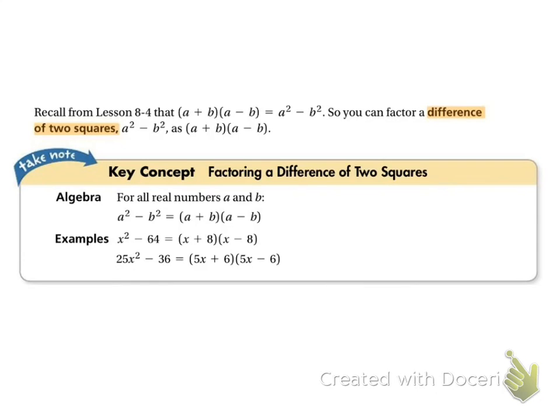This is 8.7b of algebra. So we've talked about difference of squares before in lesson 8.4 when we took this and changed it into this. Now what we're going to do is we're going to factor it. So we're going to go backwards. We're going to start with this and go to this.